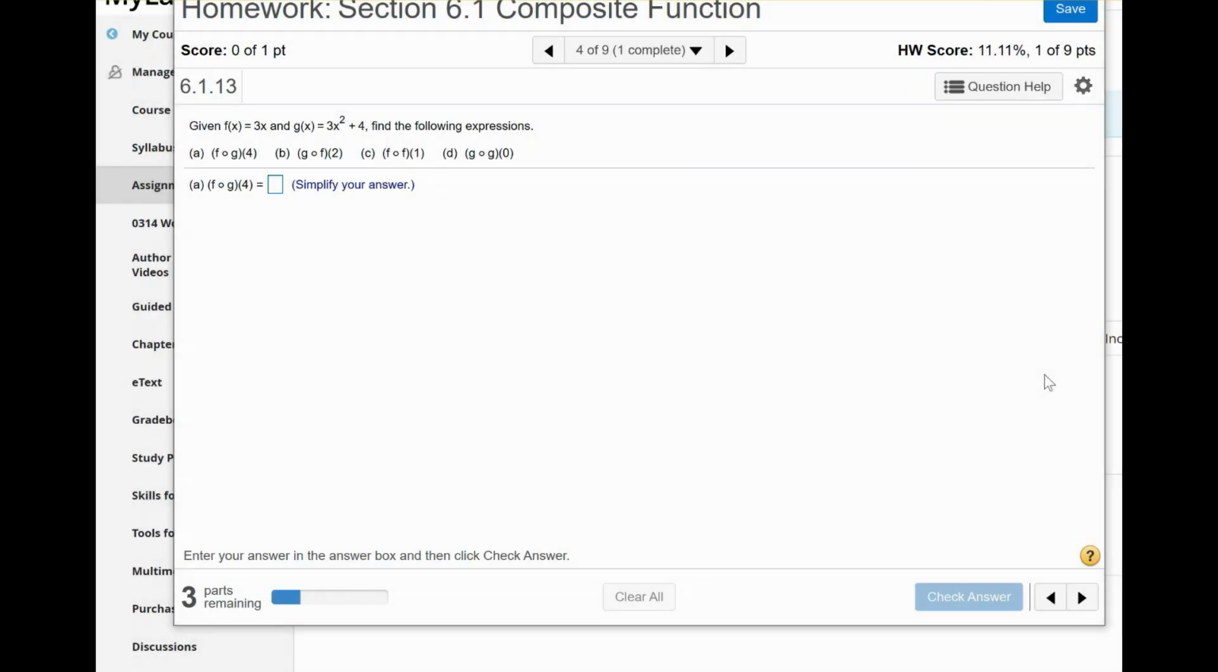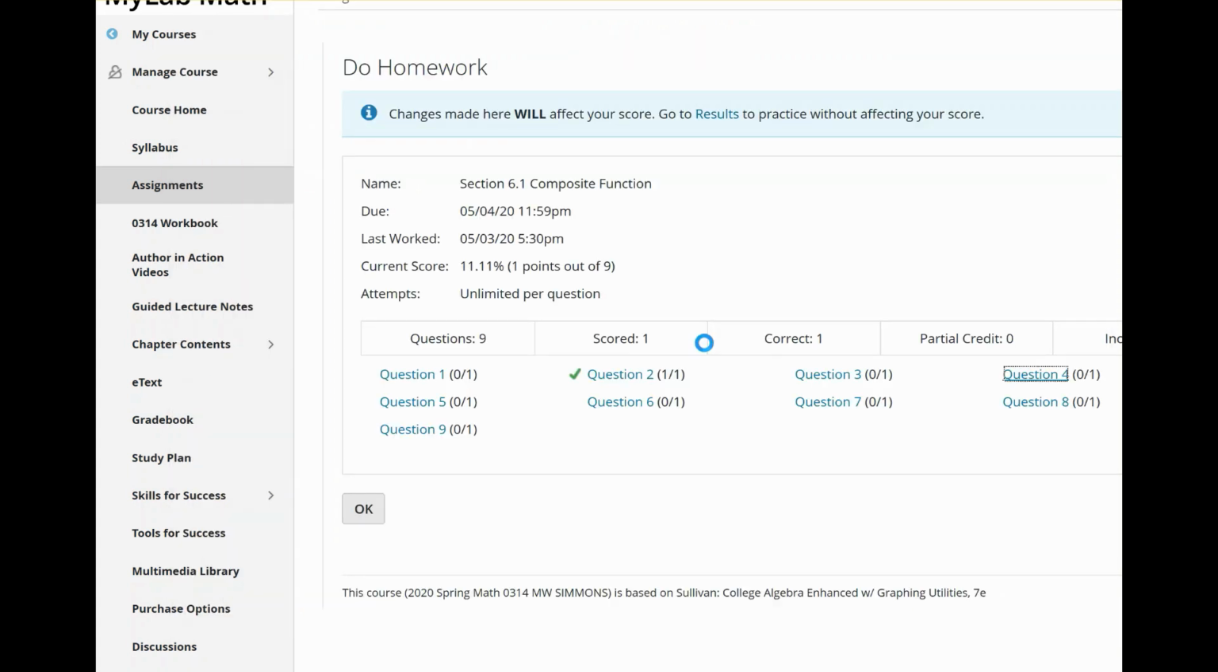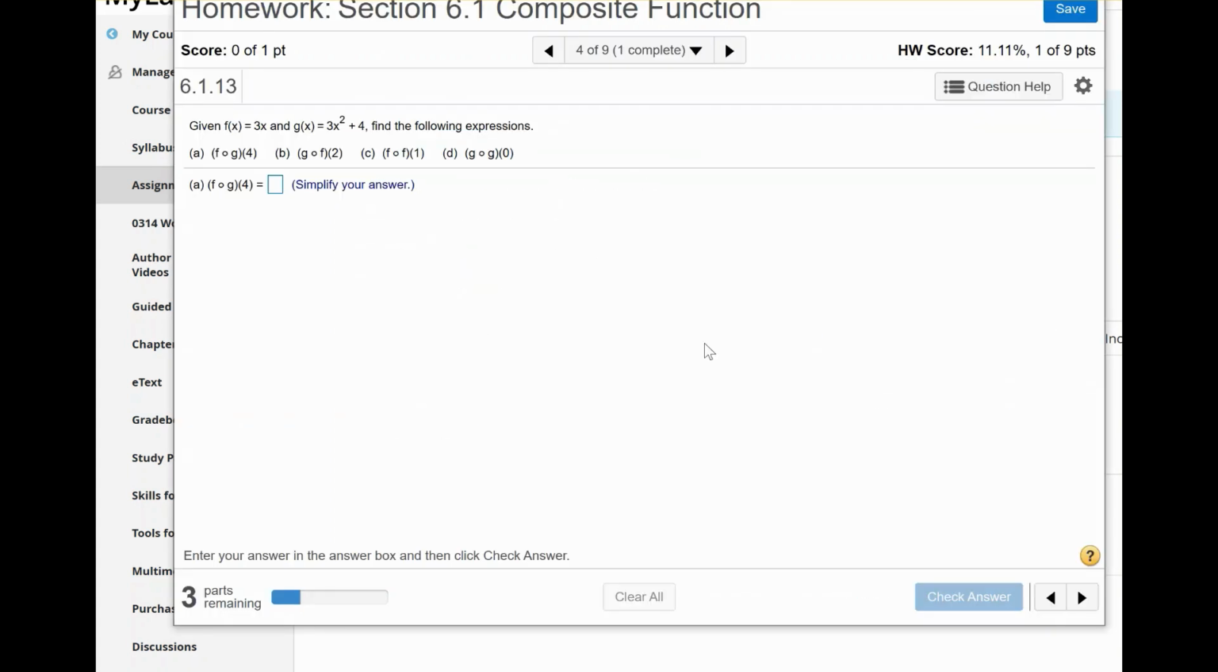Okay, on number 4, these are problems where they're asking you to find the composition, but they're actually giving you a value for the x. So let me look. You have 3x, you have 3x squared plus 4. And then they want you to find f of g of 4 to start out. So you go through and solve this just like you do a regular composition. It's just when you get to the end, you're actually going to put the value in that you see there instead of just leaving an x.